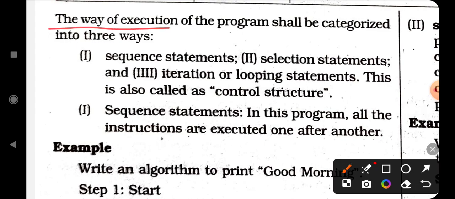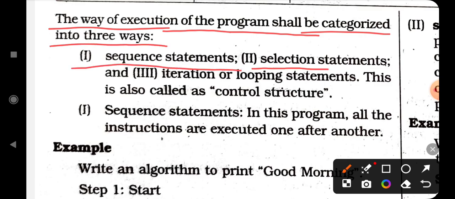The way of execution of a problem can be categorized into three ways. First, sequence statement. Second, selection statement. And third, iteration or looping statement. This is called a control structure.